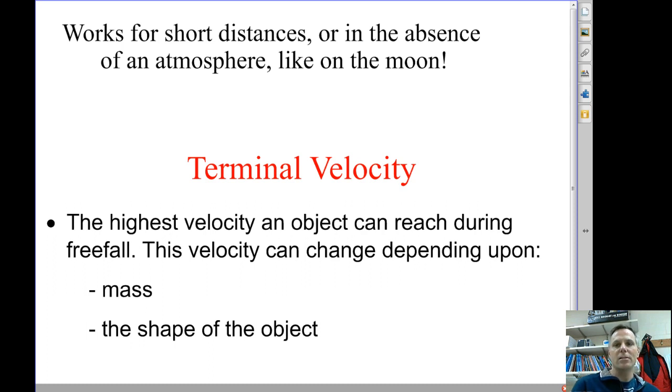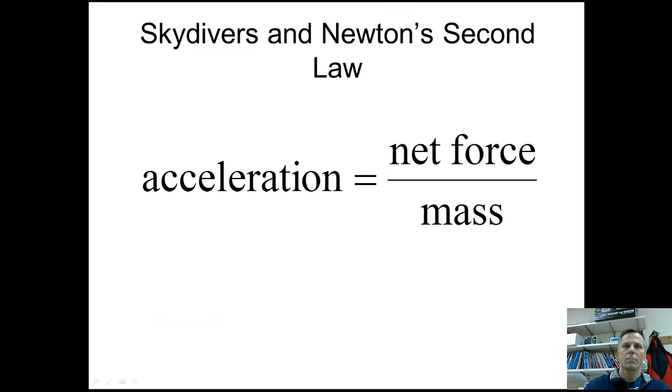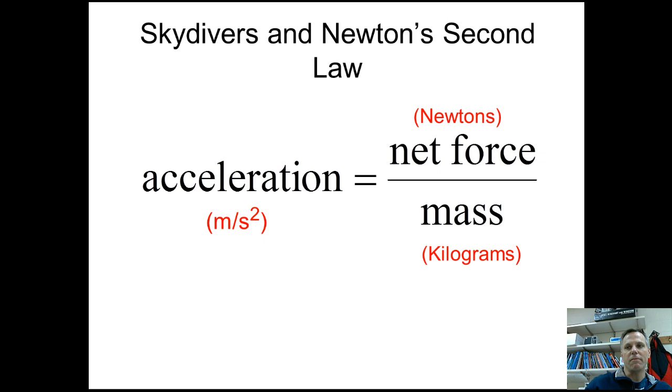To better understand terminal velocity, we're going to take a look at Newton's second law again. Now, Newton's second law basically says the acceleration of an object is equal to the net force acting on the object, and that's the key piece, the net force, divided by the mass. When we're doing this calculation, we need to remember that the acceleration is in meters per second squared, the net force would be in newtons, and the mass would be in kilograms. So now we have to look at the net force acting on an object when it's falling.